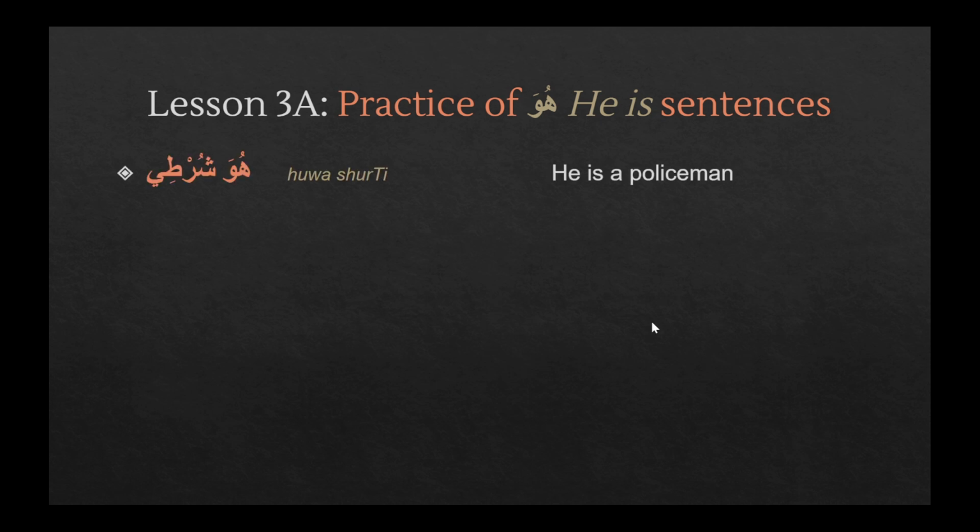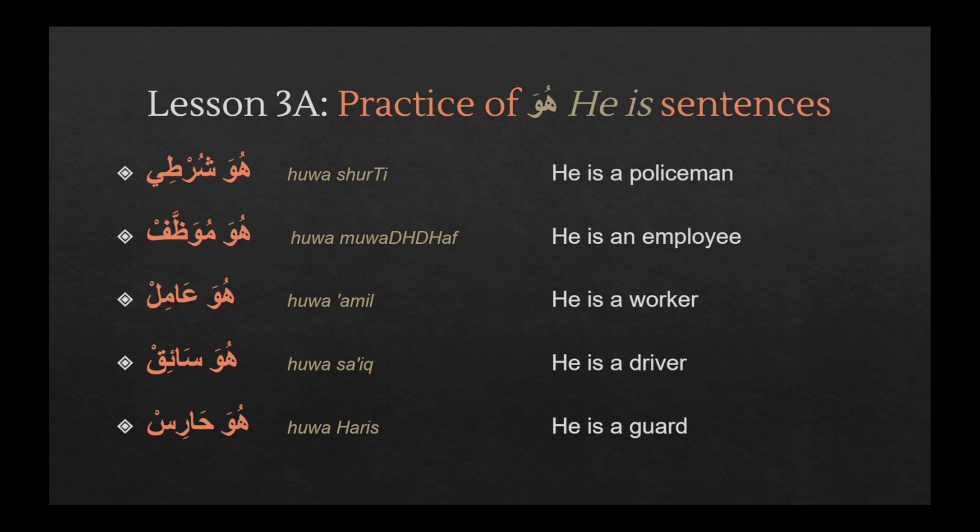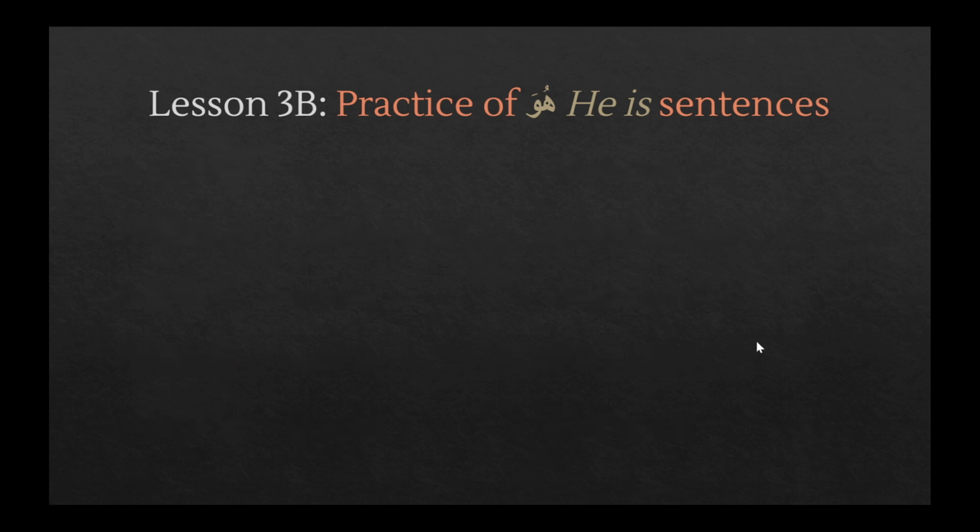هو شرطي. He is a policeman. هو موظف. He is an employee. هو عامل. He is a worker. Okay. هو سائق. He is a driver. هو حارس. He is a guard. Okay. Practice of هو again. More sentences.